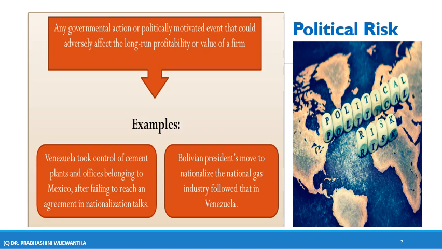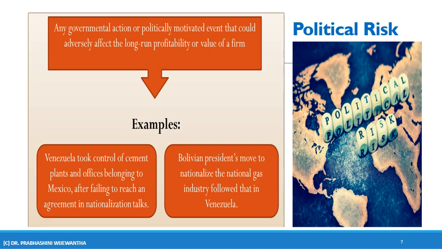Political risk refers to any governmental action or politically motivated event that could adversely affect the long-run profitability or value of a firm. So, political risk refers to any action or decision taken by the government. For example, in Sri Lanka, banning chemical fertilizer or stopping vehicle imports. Like that, any governmental action or any politically motivated event like a protest or a sabotage that could adversely or negatively affect or influence the long-term profitability of a business. Which means these kinds of acts by the government may affect the business or the value of the firm.